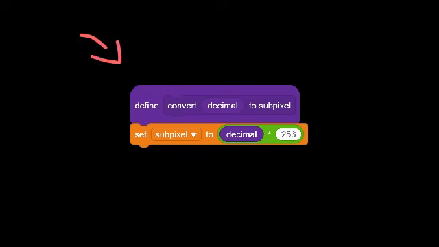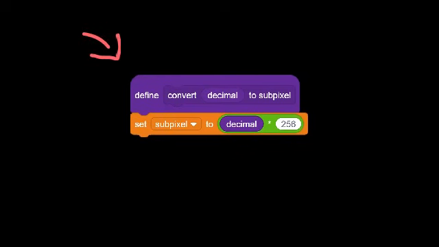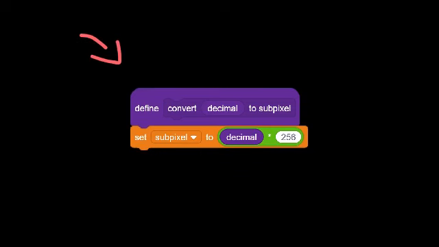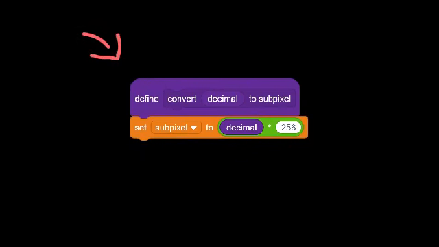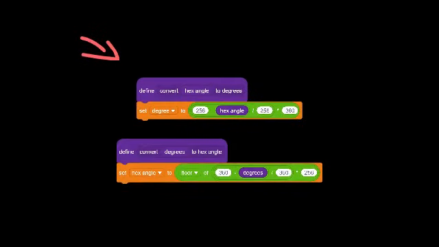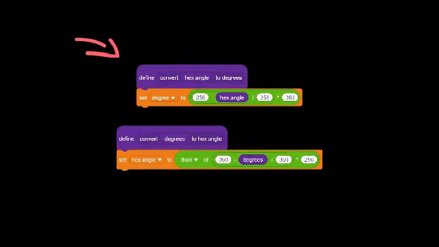And also, contrary to what you would think, the Genesis games didn't actually use a full 360 system for angles. Instead of using 360, they would use 0 to 255. To convert a hex angle to degrees and vice versa, you can use these two scripts.